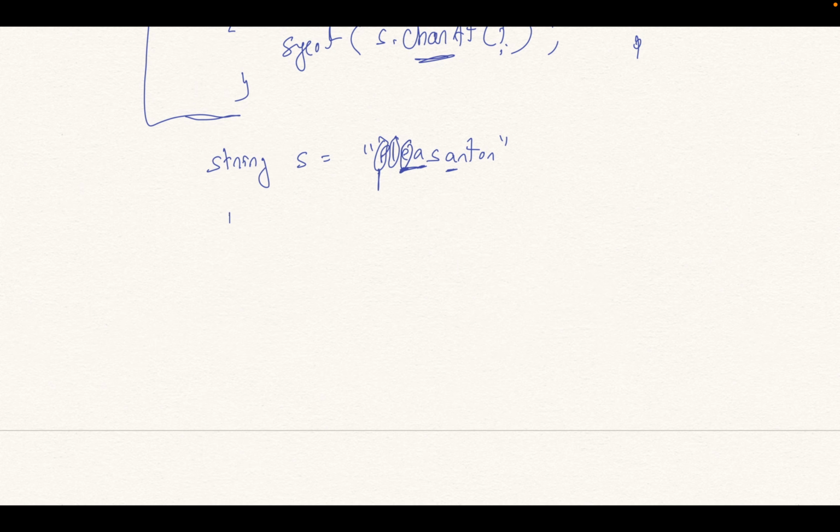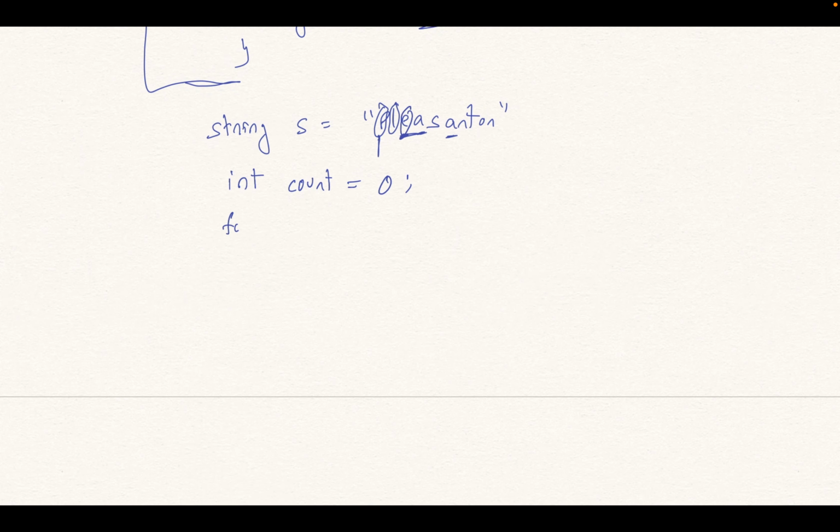So for that, what we can do is maybe we can take a counter outside of the for loop, because that will be always taking that count. Obviously if I write it inside the for loop, every time it will be 0, 0, 0, right? So count equals to 0. Now I can write a for loop: for int i equals to 0, i is less than s.length, and then i plus plus.